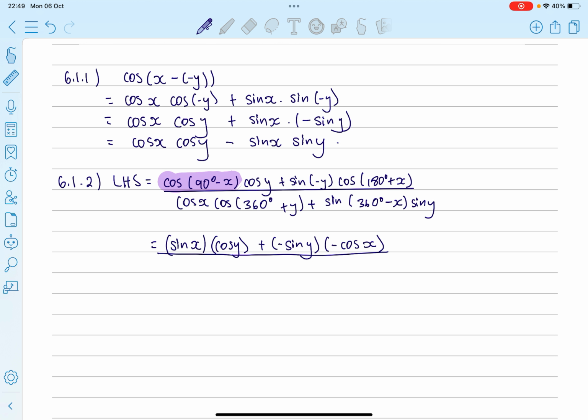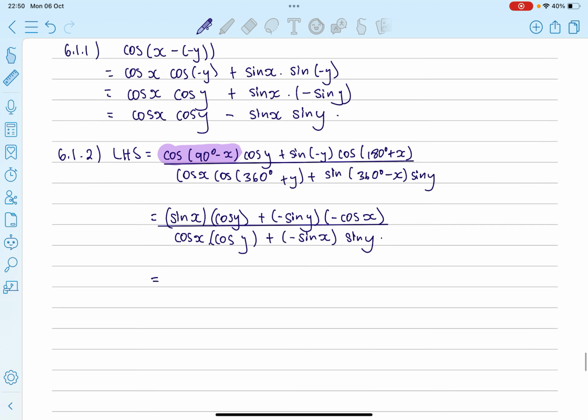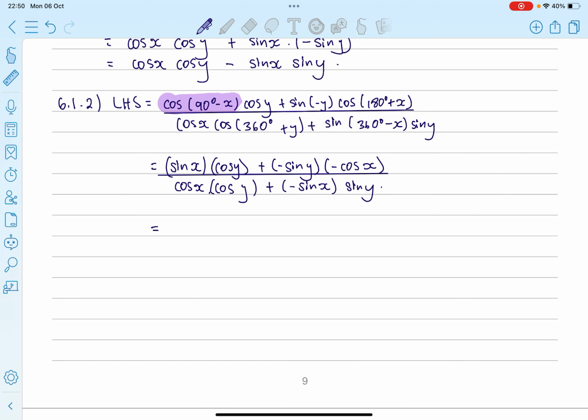Okay, now let's deal with the denominator. Starting with just cos x, and then 360 plus y. We've done one full revolution and gone back to the first quadrant, and cos, well, now it's cos y, is also positive there. Put a bracket, and then sine 360 minus x. Sine is negative in the fourth quadrant, so it's negative sine x. And then sine y is just sine y. Okay, so now it's starting to take shape.